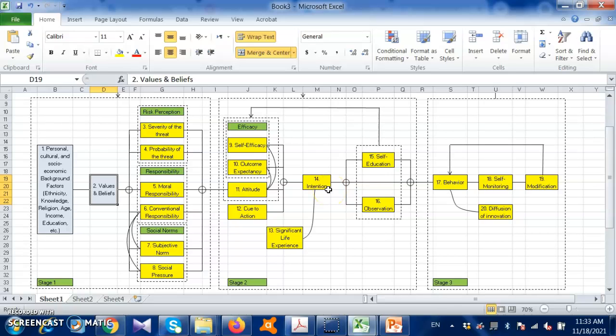Between intention and actual behavior, I believe it's not really a direct relationship. It doesn't necessarily have to be a direct relationship from intention to behavior. If you see the line in the middle here, that shows that it can be an immediate relationship, and some people just move from intention to behavior immediately.